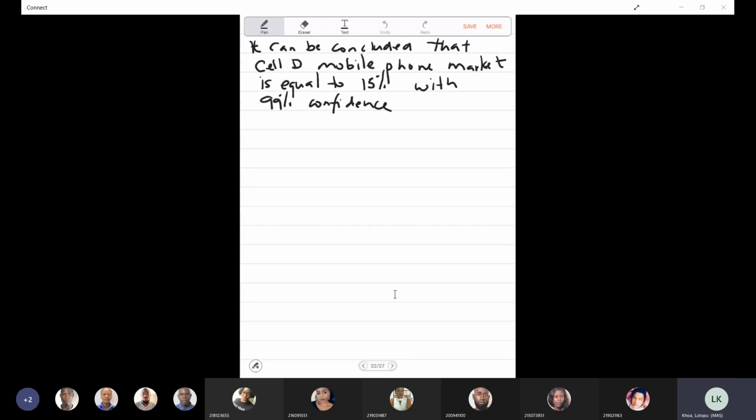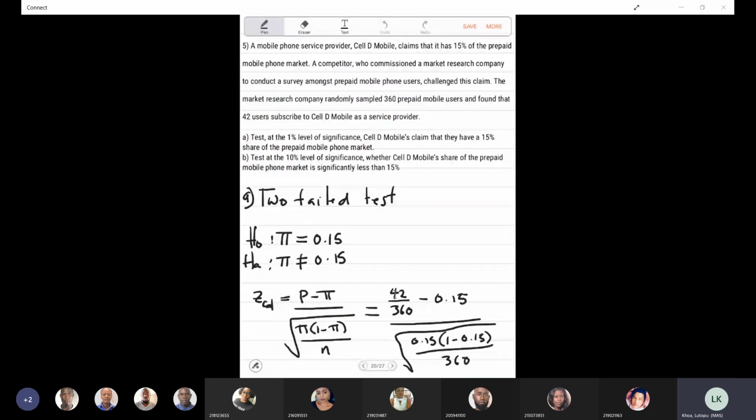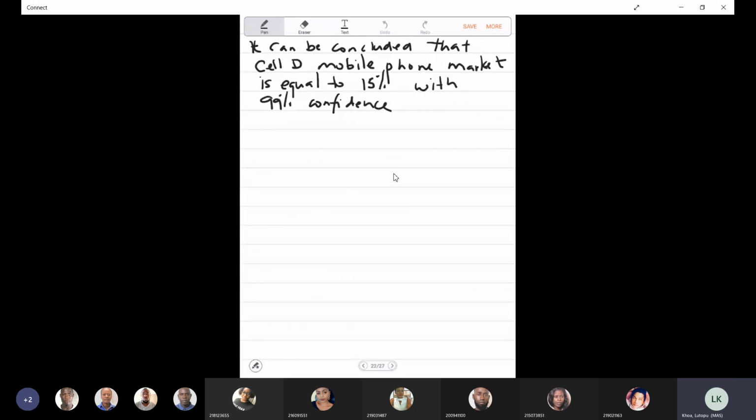Okay, then let's do the second part of the question. We test at the 10% level of significance whether cell D mobile's share of the prepaid mobile phone market is significantly less than 15%. Okay, so again, words like less than 15% should tell you that it is a one-tailed test, and the claim, which is less than 15%, is going to go with the alternative hypothesis. So B here is a one-tailed test.